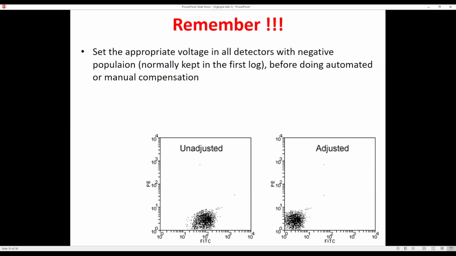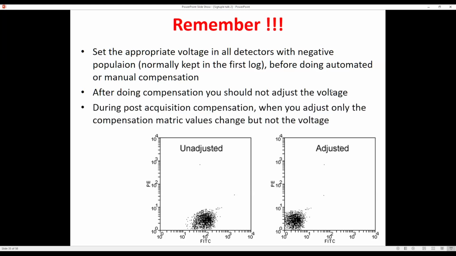And when you run the experiment again after some time, it may show significant overlap and spillovers. So that's not the right way, right? After doing compensation, you should not adjust the voltage. That's something very, very important. During post-acquisition compensation, you may ask me: the acquisition file is done, so during analysis you can adjust the compensation, but not during acquisition. Definitely not during acquisition, because if you change the voltages in the detectors, then the compensation for the later part will not work.